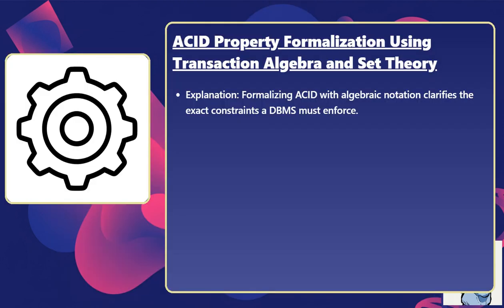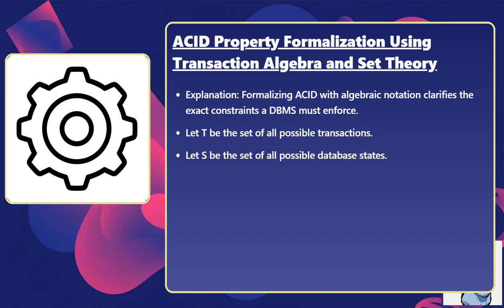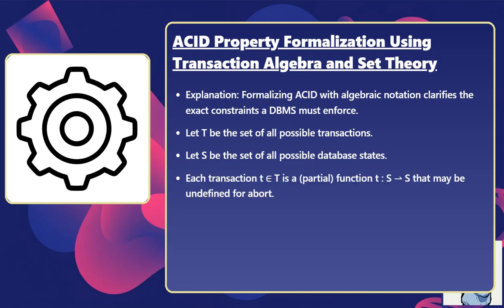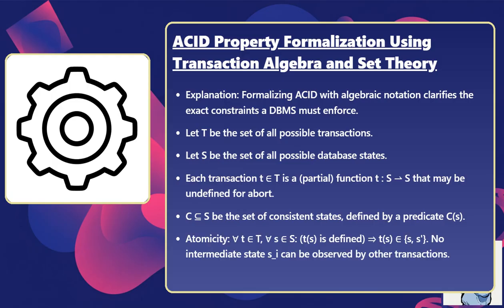Explanation: formalizing ACID with algebraic notation clarifies the exact constraints a DBMS must enforce. Let T be the set of all possible transactions. Let S be the set of all possible database states. Each transaction T in T is a partial function from S to S that may be undefined for abort. C is a subset of S, the set of consistent states defined by a predicate C(S). Atomicity: for all T in T, for all S in S, if T(S) is defined, then T(S) is either S or S'. No intermediate state Si can be observed by other transactions.